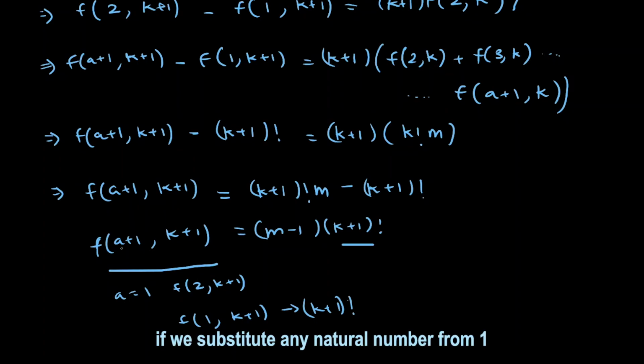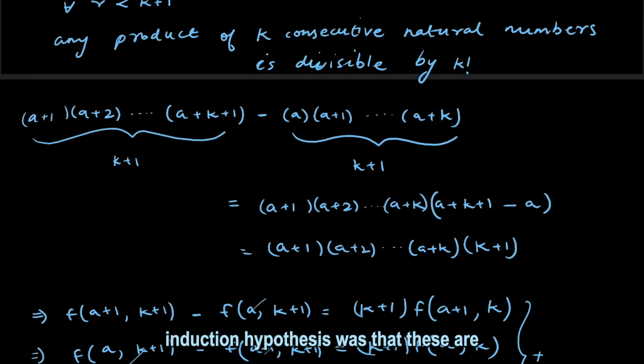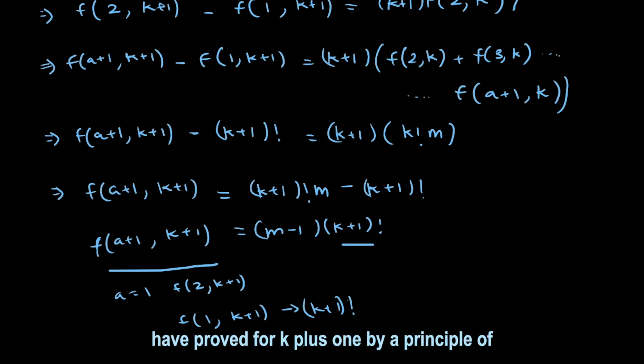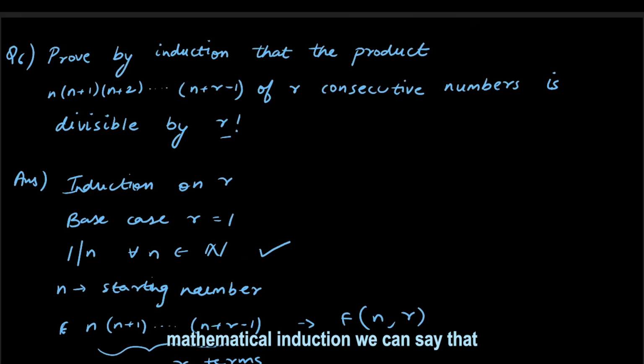So if we substitute any natural number from 1 to infinity in the place of a, we get that all sequences that are consecutive sequences and have k plus 1 terms, when they're multiplied, are divisible by k plus 1 factorial. And since the induction hypothesis was that this is true for all natural numbers r that are less than k plus 1, and since we have proved it for k plus 1, by the principle of mathematical induction, we can say that the statement is true for all natural numbers r.